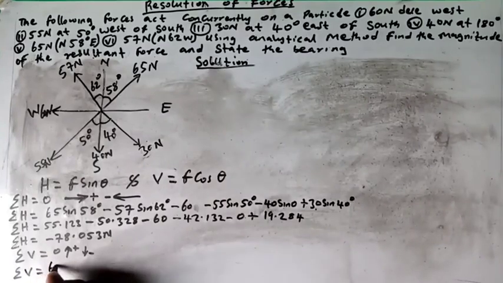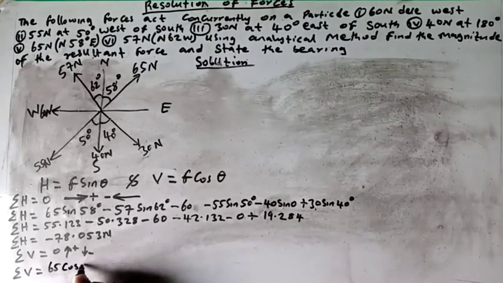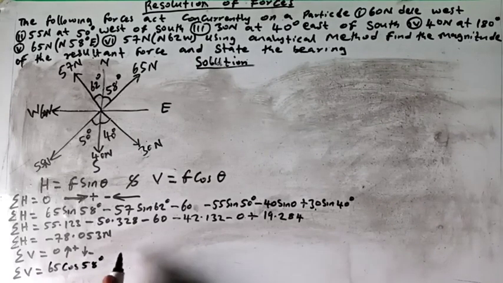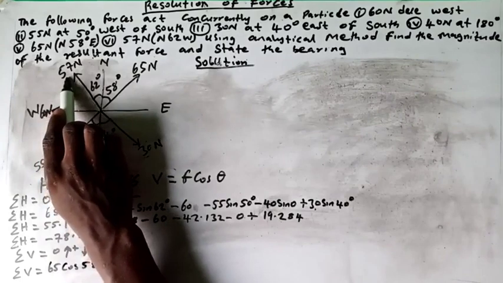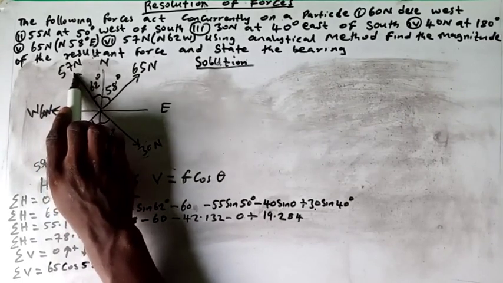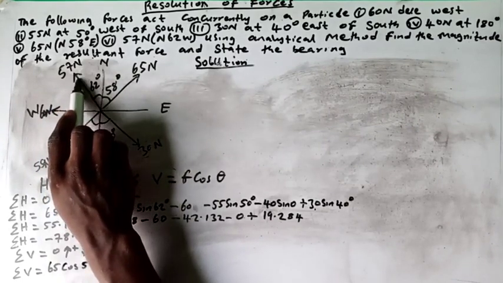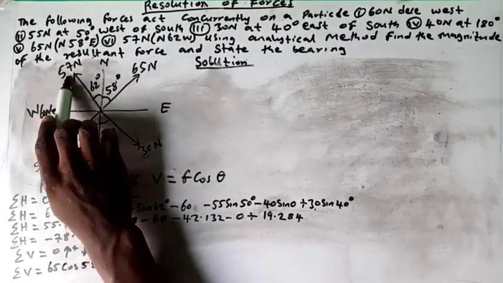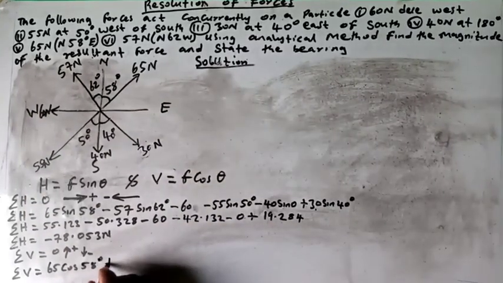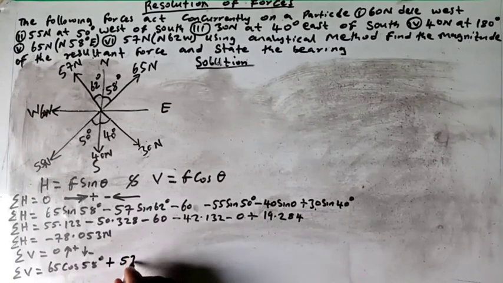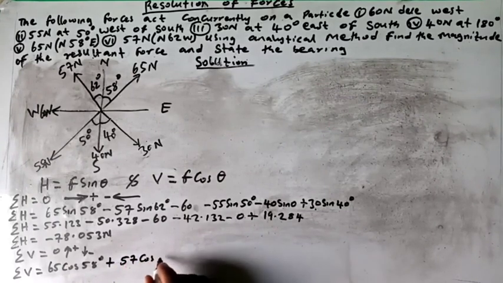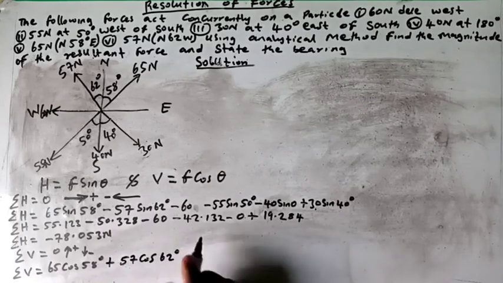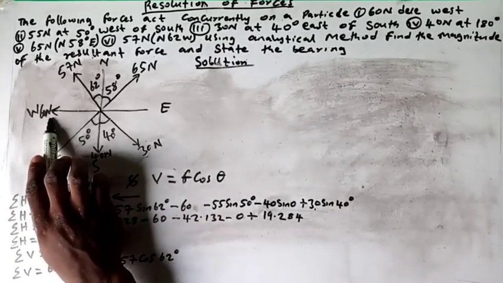We have 65 cos 58 degrees. This is 57 Newton. If we close this angle, the arrow points towards the positive direction. Therefore, this 57 Newton is also positive. We have plus 57 cos 62 degrees. Then the next force is 60 Newton.